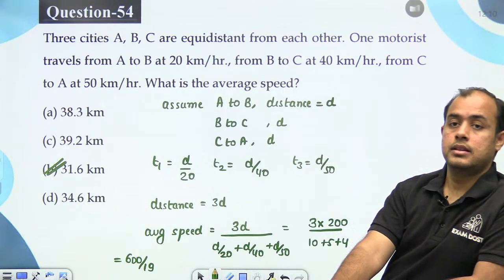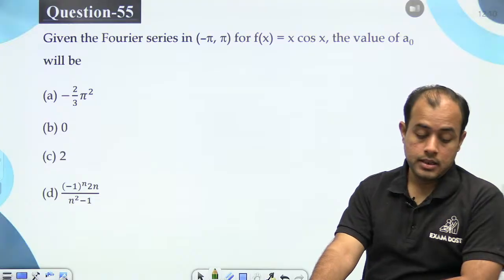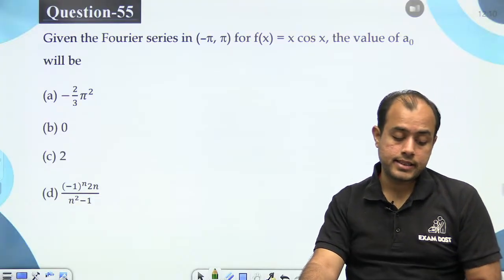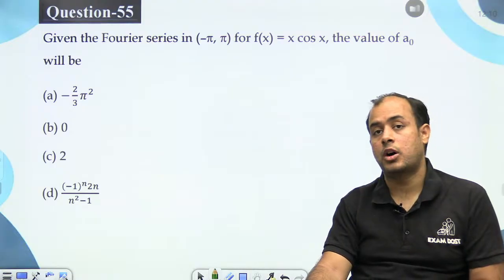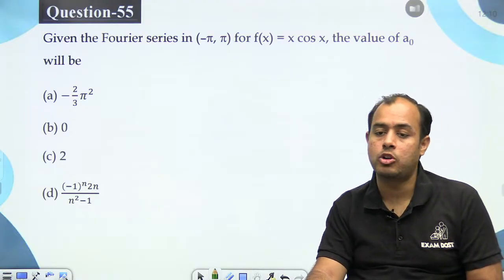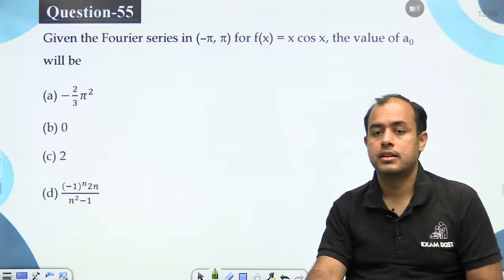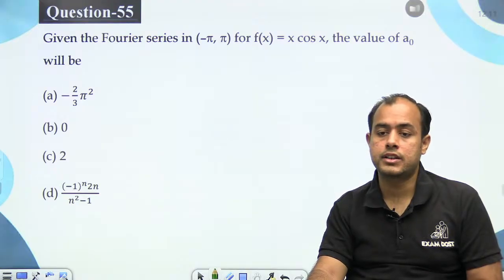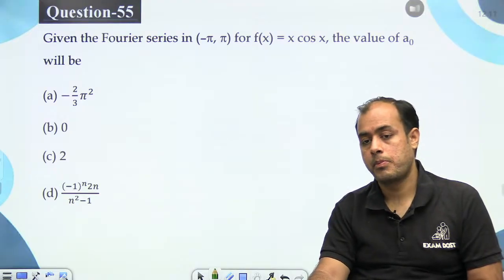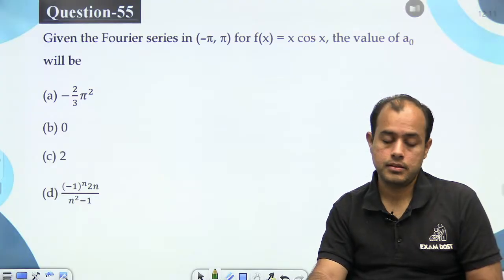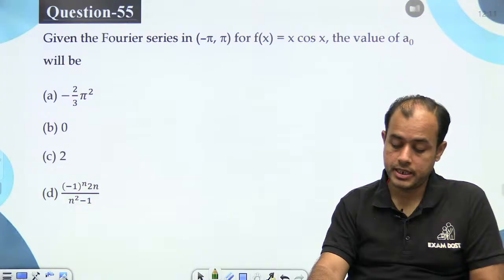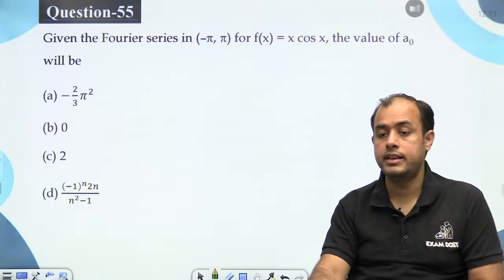31.6. Okay. The Fourier series is given for the function f(x) equal to x cos x from minus pi to pi. The value of a naught will be.